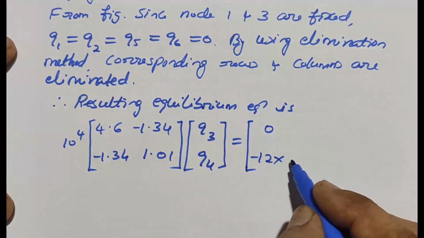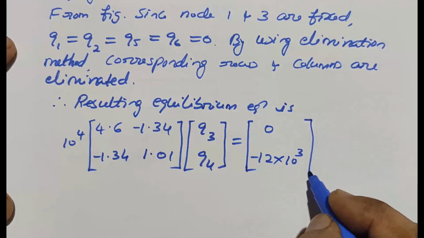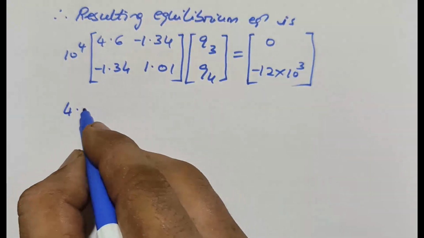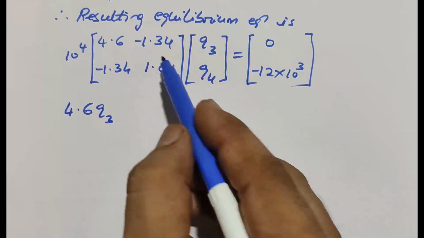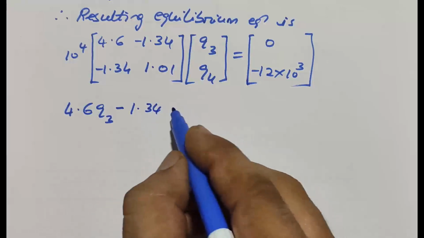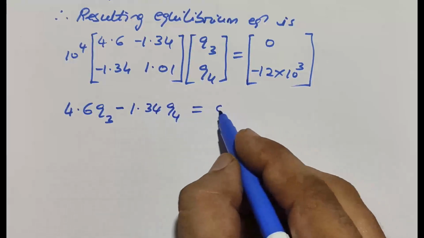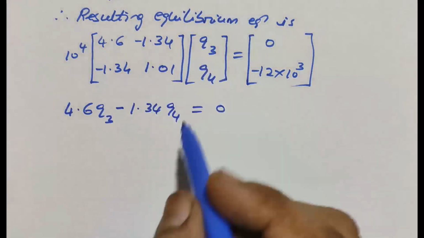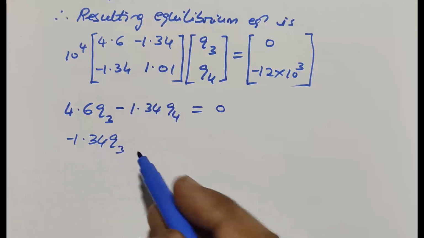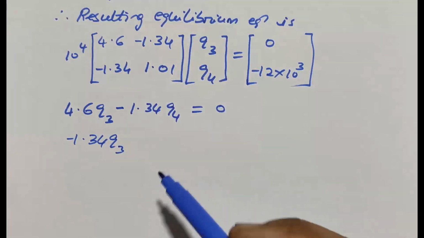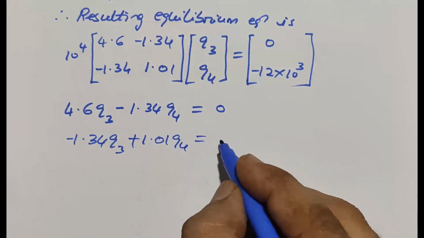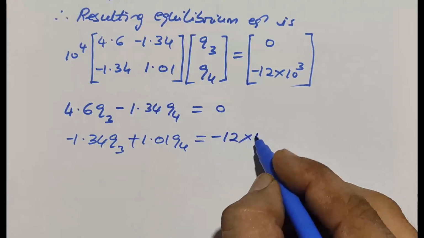Minus 12 into 10 power 3. Now multiply the matrix. See, 4.6 into Q3 minus 1.34 into Q4 is equal to 0. Next, minus 1.34 into Q3 plus 1.01 into Q4 is equal to minus 12 into 10 power minus 1.